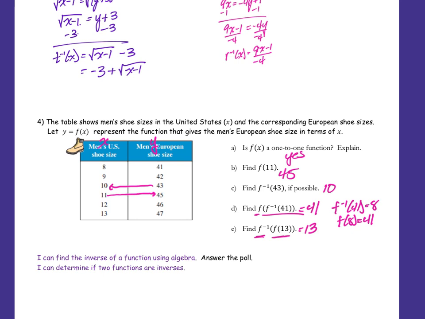Just want to say, you guys did awesome. Can I shoot you one more poll before we close? Poll, launch. It talks about what we just got done doing. Can you find the inverse of a function and determine if two functions are inverses? It's the hardest thing we've done so far, so I understand if some of you are going to struggle with this a little bit. But I'm very proud of you guys.